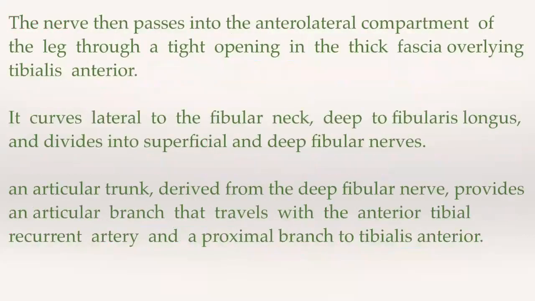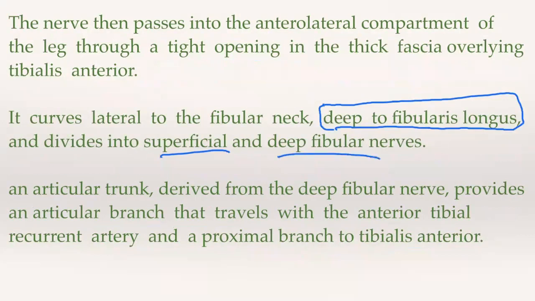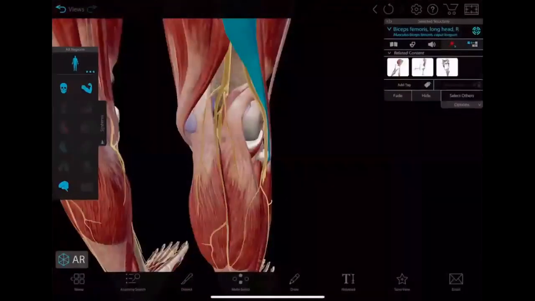The nerve then passes into the anterolateral compartment of the leg through a tight opening in the thick fascia overlying the tibialis anterior. It curves lateral to the fibular neck, deep to the fibularis longus, and divides into superficial and deep fibular nerves. So we'll see its course.